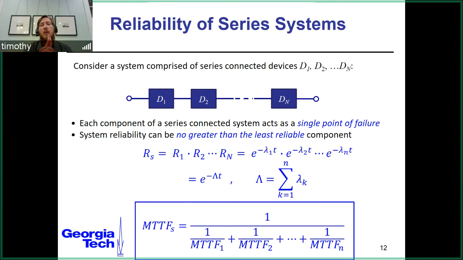So the system reliability can no longer be greater than the least reliable component. If we look at that now, we have to apply this equation. We take 1 divided by 1 over the mean time to failure of 1, plus 1 over the mean time to failure of 2, plus and so on. That will give the mean time to failure for the system in its entirety. But if we want to look at the capital R's, then we multiply those together, and so it's going to make it much worse.